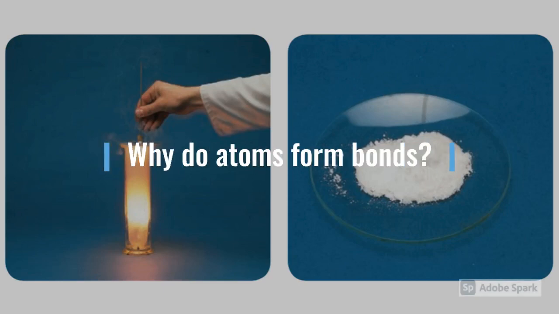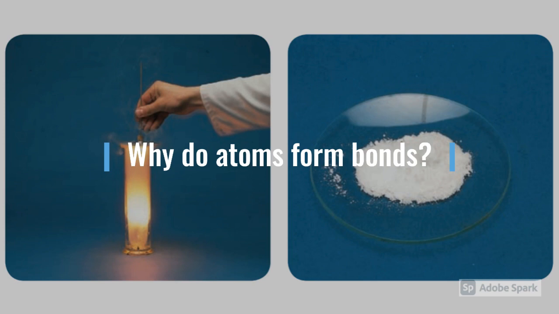Sodium and chlorine are both elements. When sodium is heated and placed in a jar of chlorine, it burns with a bright flame, and the result is a white solid that has to be scraped from the sides of the jar. It looks completely different from the sodium and chlorine. So a chemical reaction has taken place, and this white solid is sodium chloride.